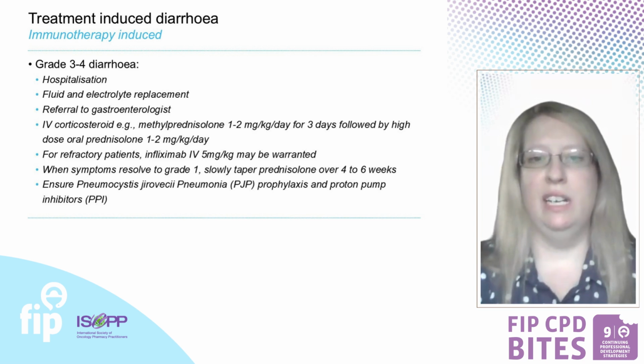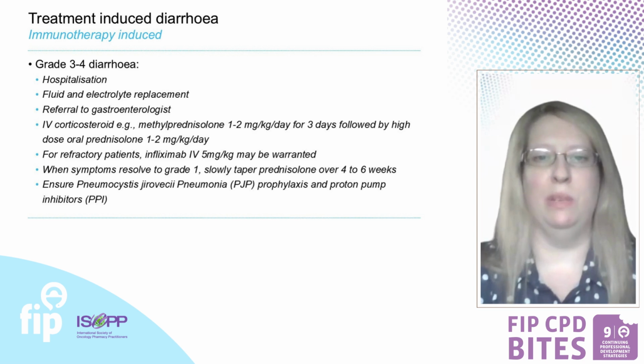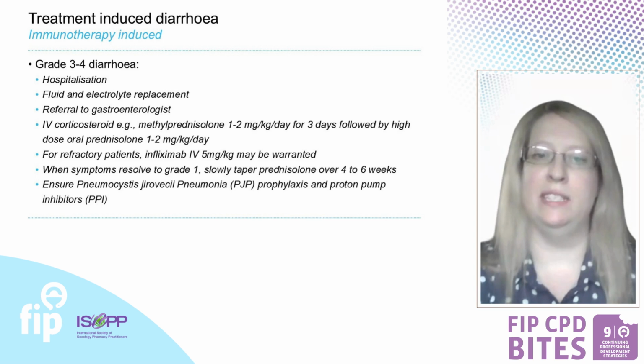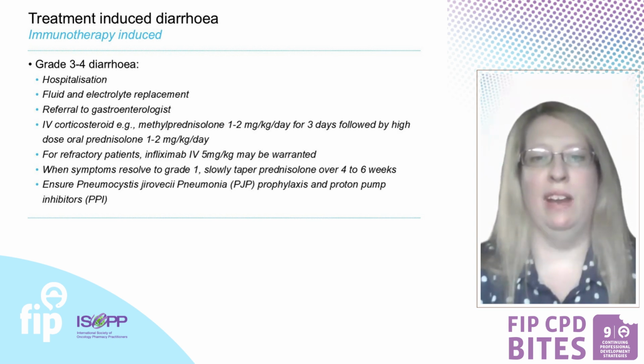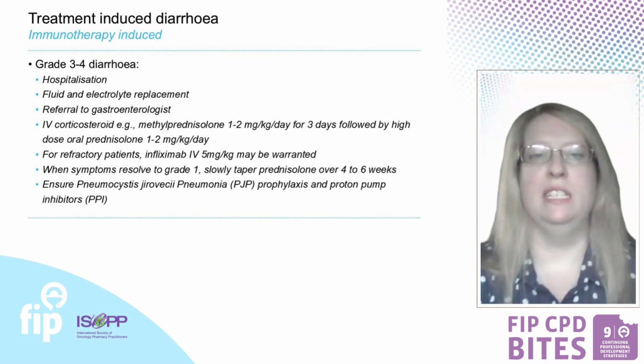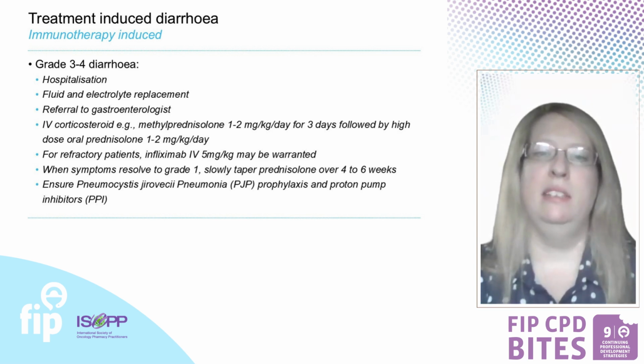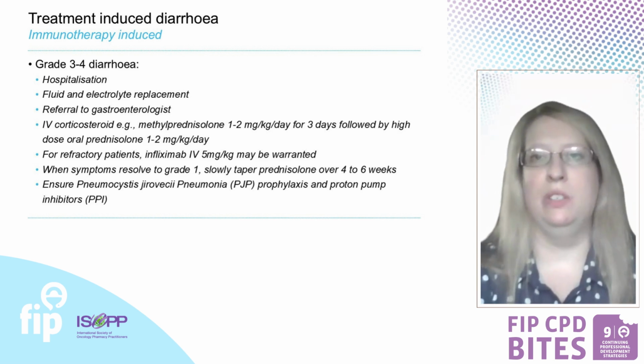This continues for 3 days, followed by a high dose of oral prednisolone at 1 to 2 milligrams per kilo per day. For refractory patients, infliximab IV at 5 milligrams per kilo may be warranted for 1 to 2 doses. When the patient's symptoms resolve to grade 1, you can slowly taper the prednisolone over 4 to 6 weeks. It's important that patients receive PJP prophylaxis and also PPI.